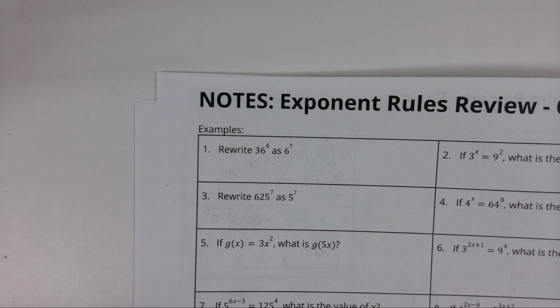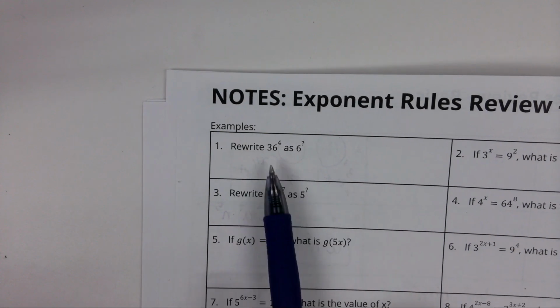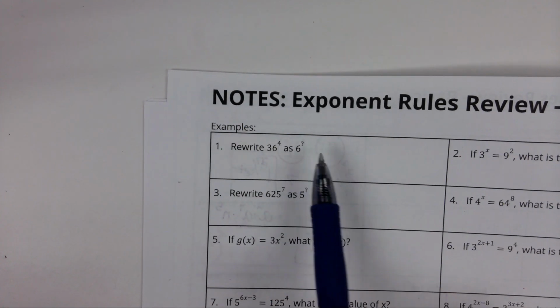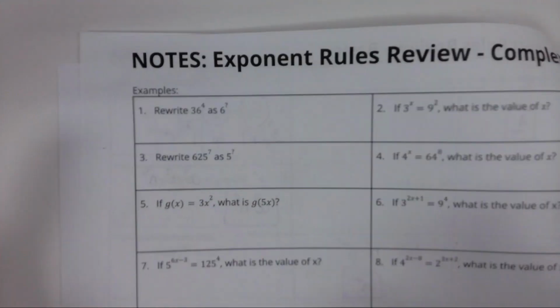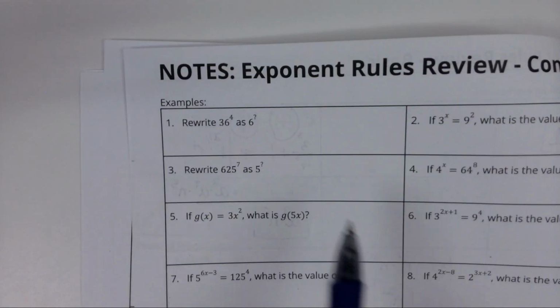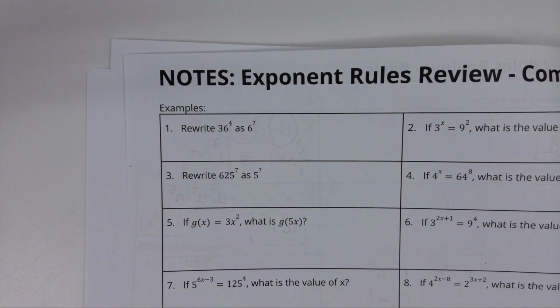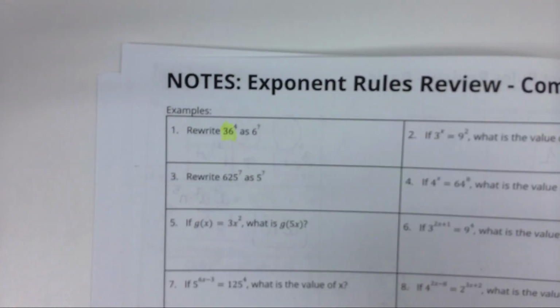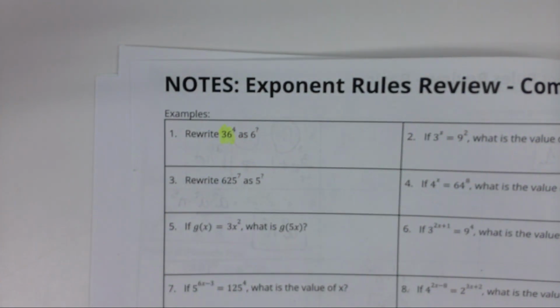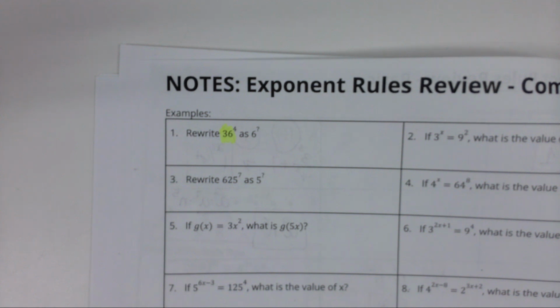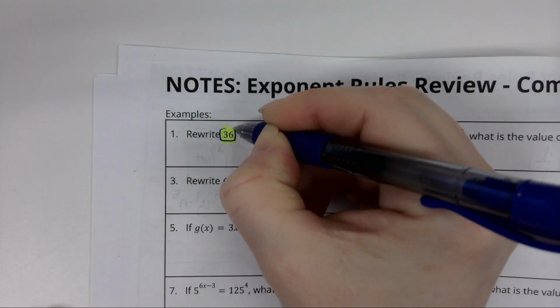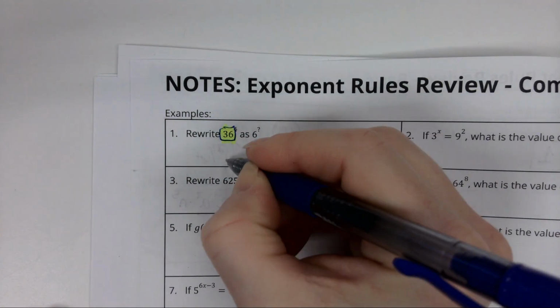So it says rewrite 36 to the fourth as 6 to some power. What I'm asking you to do is to figure out 36 written as a base of 6. So I take that 36 part out. What is 36 as an exponent of 6? 6 to what? 6 to the second. So we all agree 36 and 6 squared are the same thing. Agreed? So I take out this 36 and I replace it with a 6 squared.